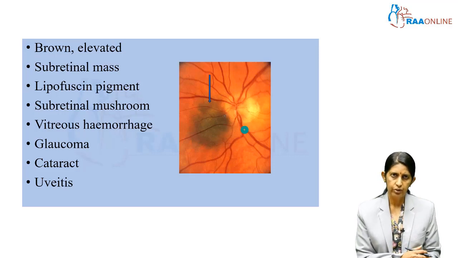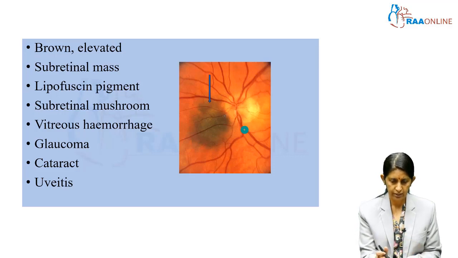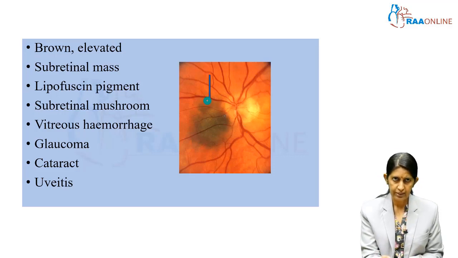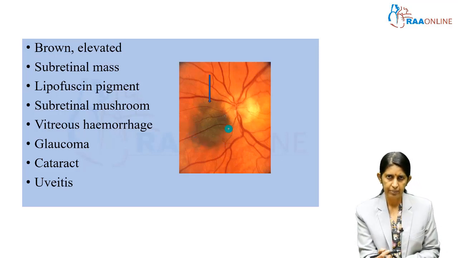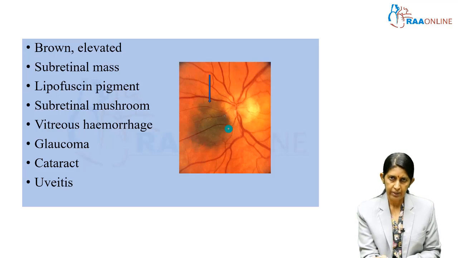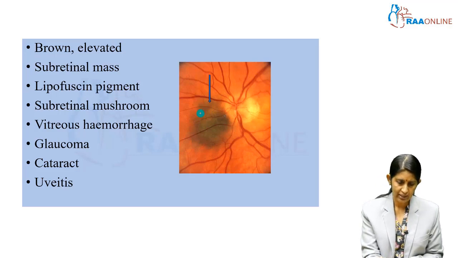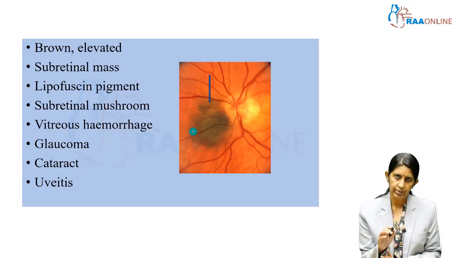But clinically, the tumors usually are a brownish elevated mass. As you can see here, it is brownish, it is elevated. The margins are poorly defined. You can't really delineate the margins, and it is a subretinal mass. We call it subretinal because you can see the retinal blood vessels going over the lesion, and you can see that it is slightly elevated, which is causing the vessels to slightly go over it and bend down.